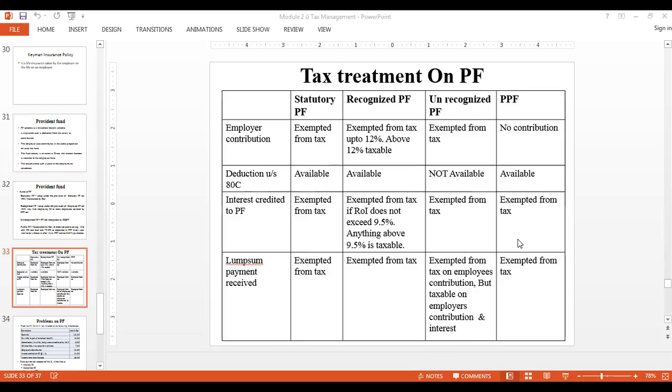How do we do the tax treatment as far as provident fund calculations are concerned? I'm just going to refer to this slide off and on because I have to explain theory also, and accordingly we have to solve problems. So keeping this in mind, let us proceed with the next part.